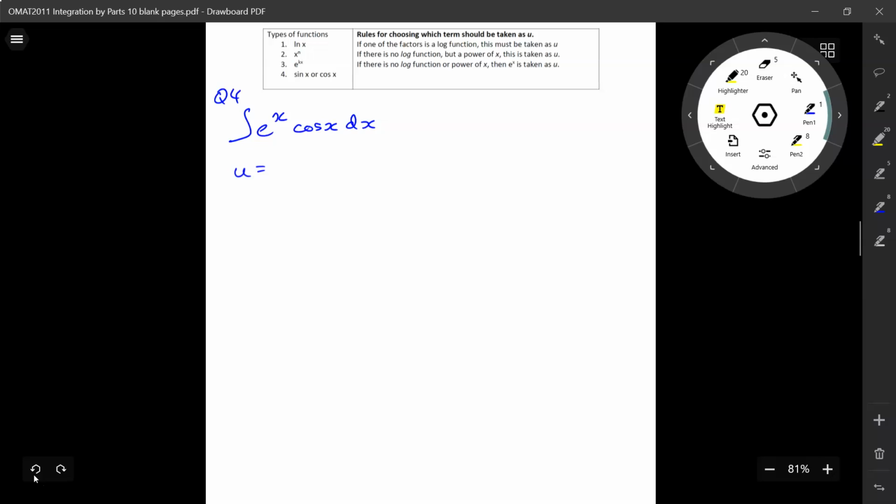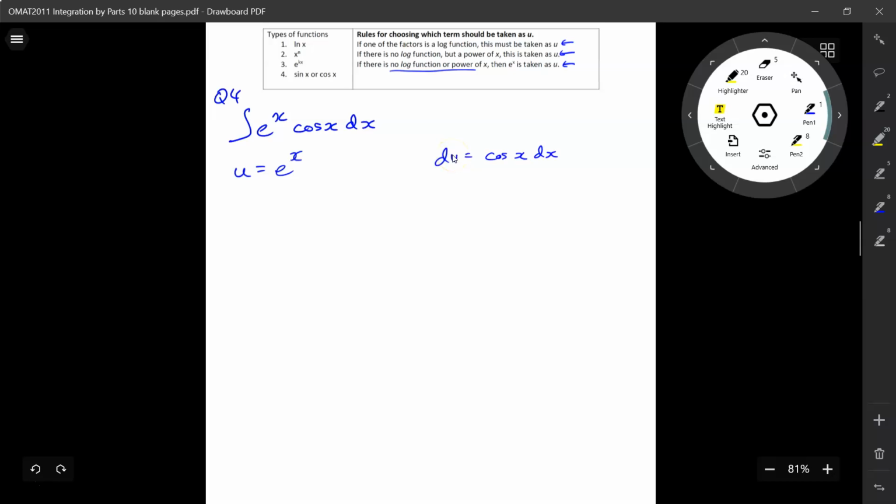So we follow a rule. Case number one, is one of the functions a log function? No, it's not, so we move to rule number two. If there's no log function but a power of x, but we don't have a power of x, so we move to number three. If there's no log function or power of x, then exponential x is taken as u. So that's determined: u is exponential x, and dv is whatever's left.